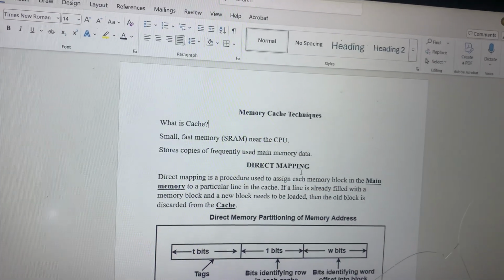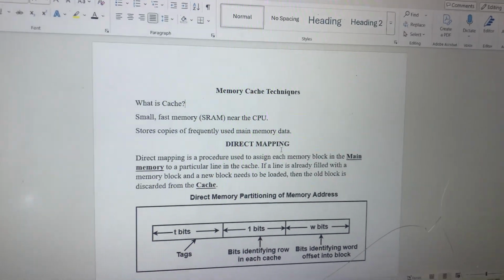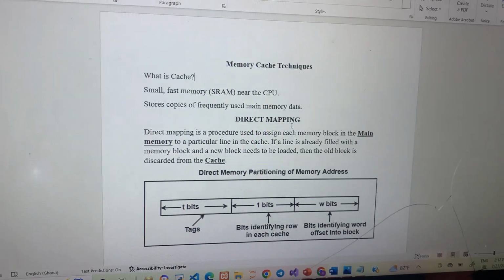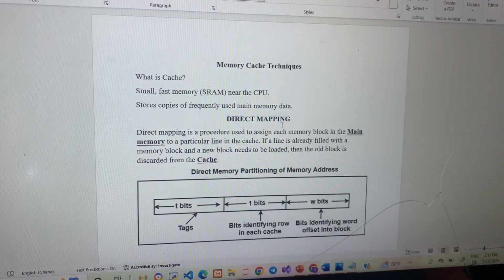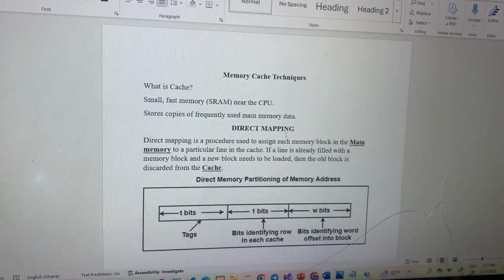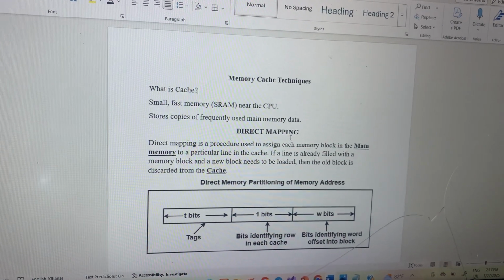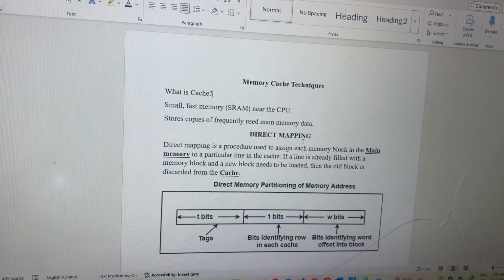In memory cache techniques, the first one we are looking at today is direct mapping. Direct mapping is a procedure used to assign each memory block in the main memory to a particular line in the cache. If a line is already filled with a memory block and a new block needs to be loaded, then the old block is discarded from the cache.